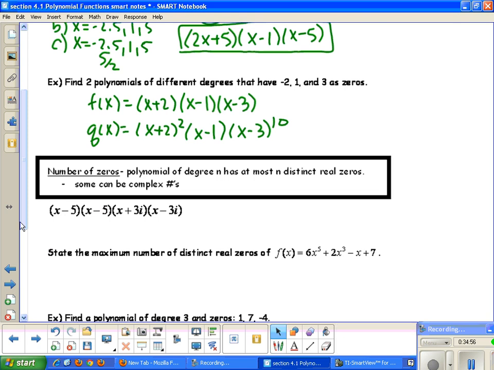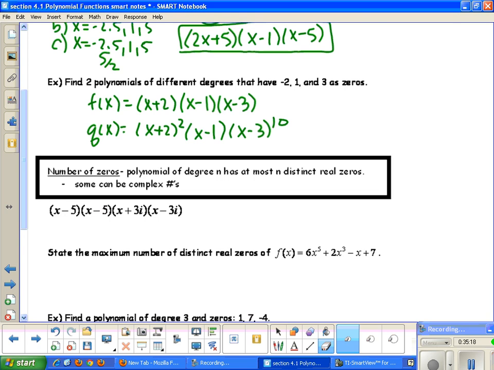Some students usually try to change it by putting an x in front. If I put an x in front like that, that would be incorrect because that would mean I also have a 0 of x equals 0, which we do not have from our original equation. So be careful not to do something like that. So I'm going to erase that because that's not supposed to be there. So those are two equations.